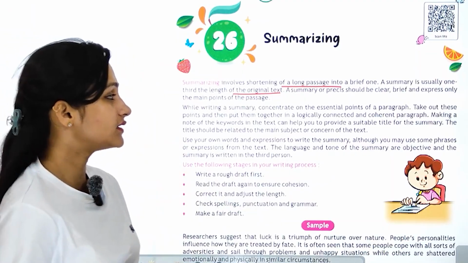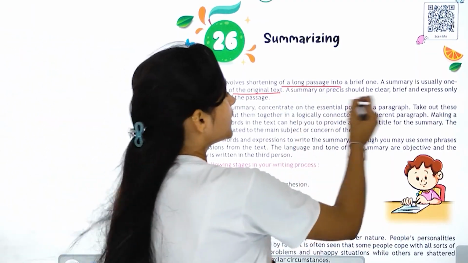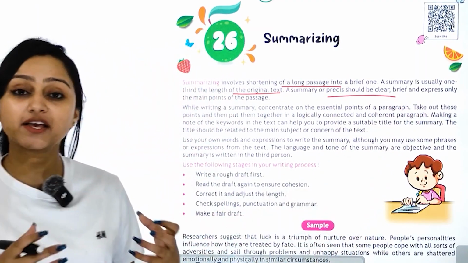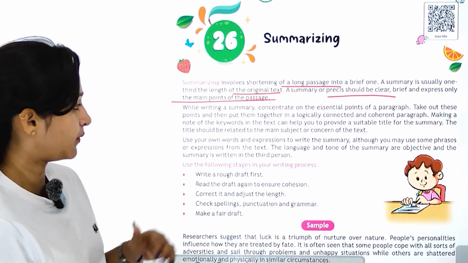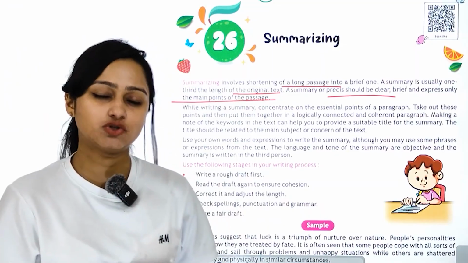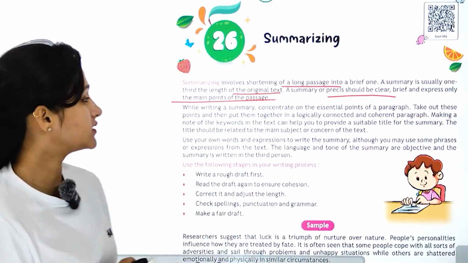A summary or process should be clear. जो summary का process होना है वो clear होना चाहिए, brief होना चाहिए, expressive होना चाहिए, and express only the main points of the passage. जो main points है वो explain करें वहाँ पे बस.